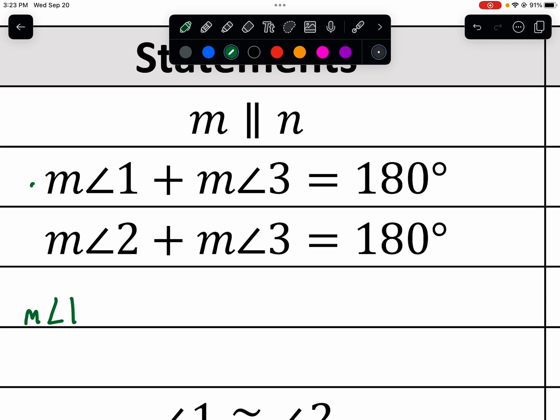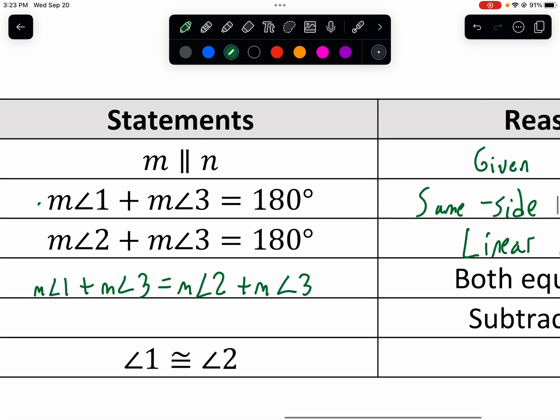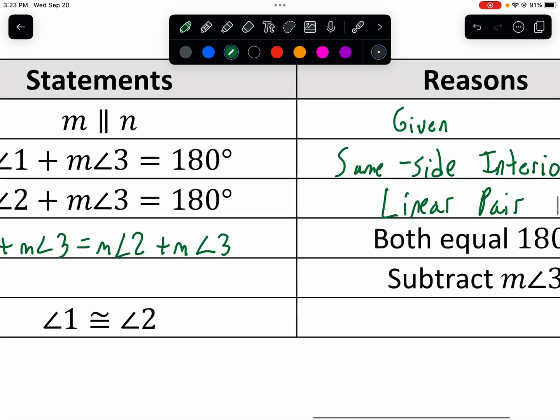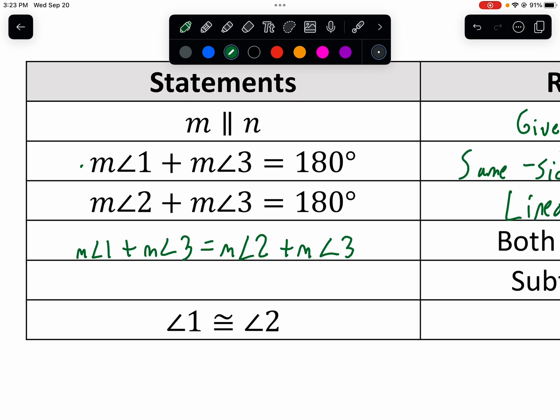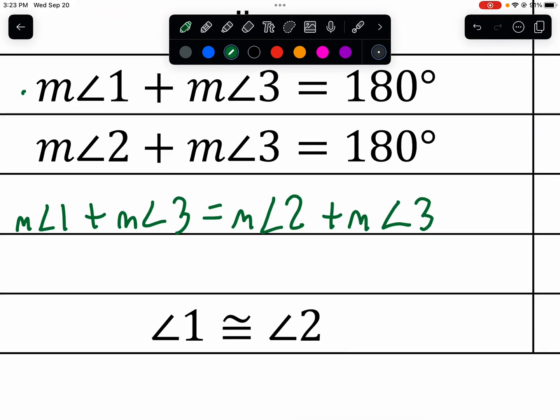The measure of angle 1 plus the measure of angle 3 is equal to the measure of angle 2 plus the measure of angle 3. Both of those add together to be 180. And if you look over here, both equations equal 180 degrees. Now, switch over to algebra brain. We've got an equation to solve now. And you might notice that there's a certain value in here that's in both of them. Since it's an equation, I can subtract it out to make it disappear.